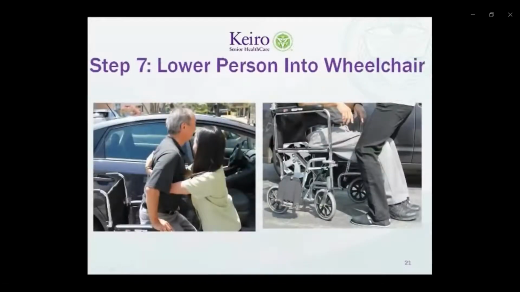Step 7. Slowly lower the care recipient into the wheelchair. Your knees should be bent and your back should be straight. The care recipient's legs should be positioned in between yours as you lower them into the chair.